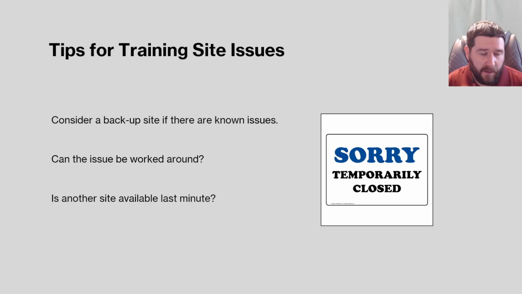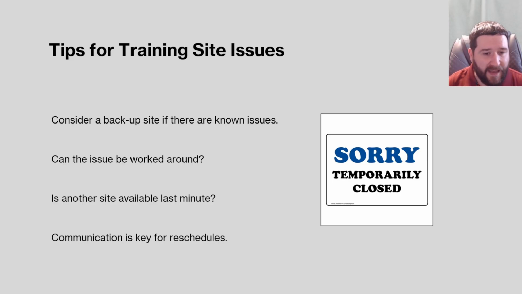Maybe the power went out in a room, right? Is there another spot that we can go to that does have power? And if not, communication is key, right? So communicate not only to all the participants there, but consider leaving a sign on the door, maybe sticking around for a little bit for any latecomers, right? If you have to reschedule, just make sure you're communicating that. Send out an email about the rescheduled training, right? Just make sure that whenever you're rescheduling, everyone in the room knows the plan. So communication is key there for sure.